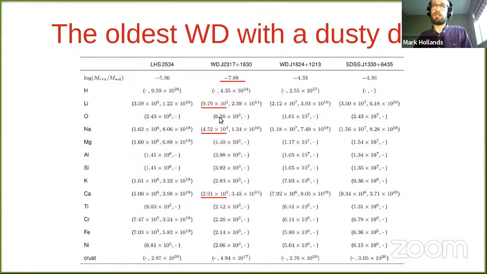And as a result, its diffusion timescales are much smaller. So instead of millions of years or even tens of millions of years, it's only a few thousand years for the elements to persist in the atmosphere. And so you almost require a disk to replenish these elements to make it at all likely that you would even observe them. And so we feel this makes it very clear that there has to be a disk.